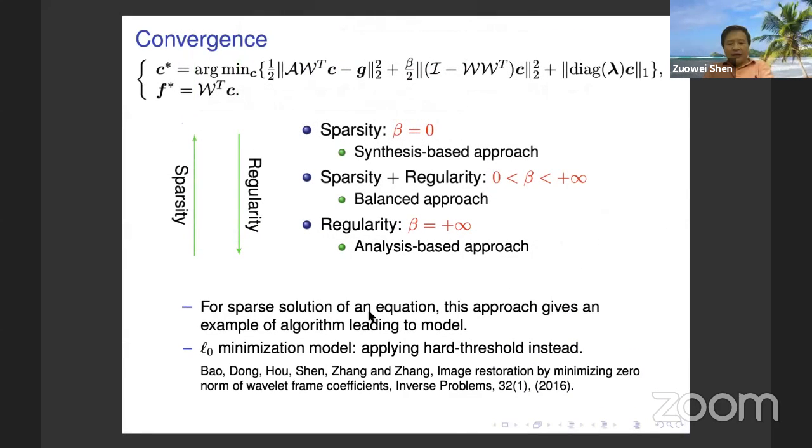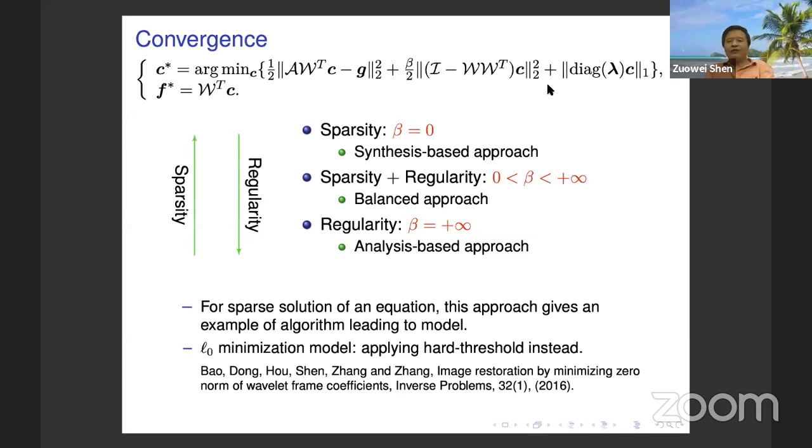It's also for the soft thresholding, we have lots of papers. Look at here. Here we don't have a model before. We have an algorithm. The algorithm converges to the minimizer of this cost function. That can be your model.